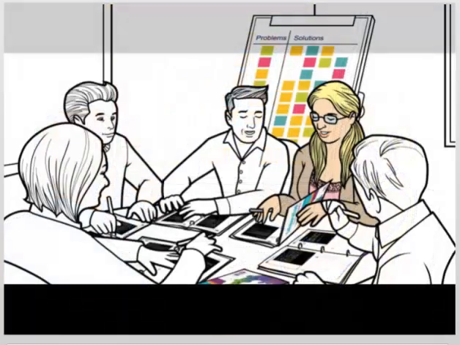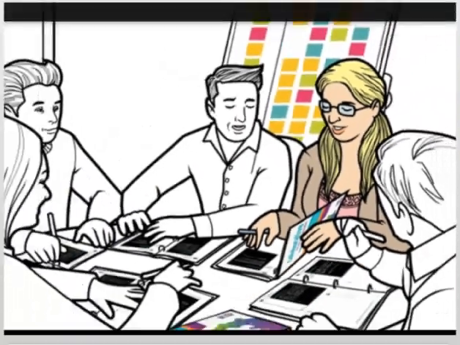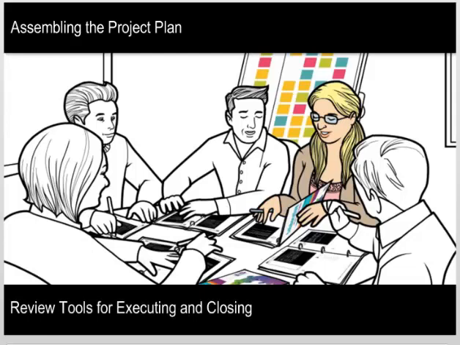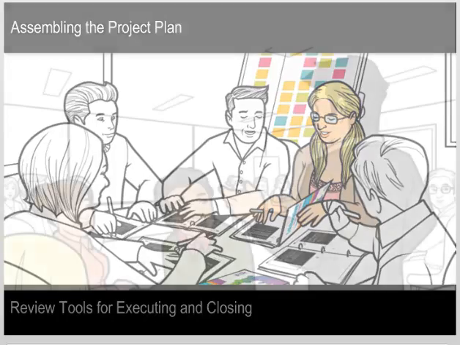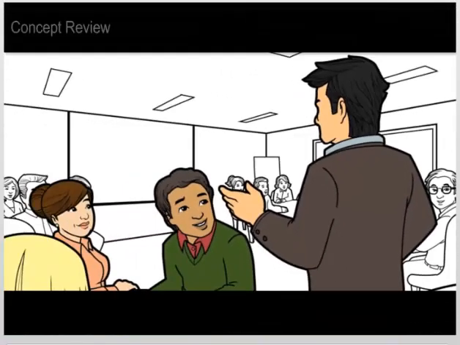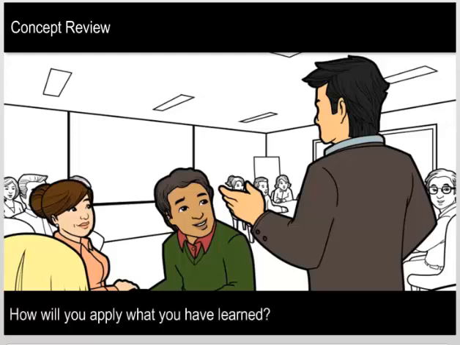We briefly discuss assembling the project plan to bring together the valuable information they have produced during the formal planning process. And then we transition to a brief discussion on the executing and closing phases, including a look at tools for these phases that are provided in their binders. In our final debrief, we have the participants identify 3 concepts that they feel will be most useful to them and share with the group how they will apply them in the workplace.